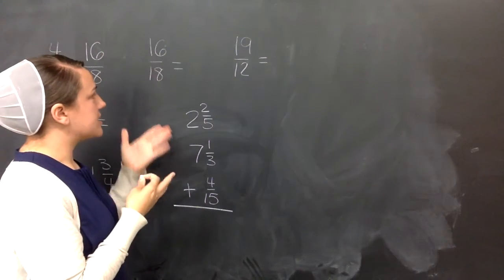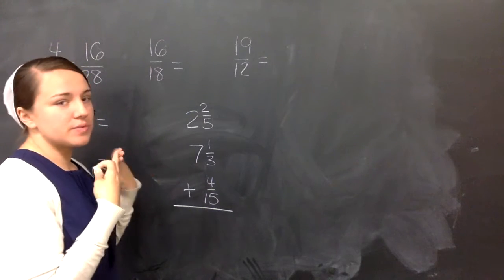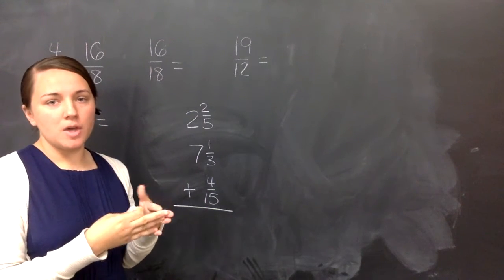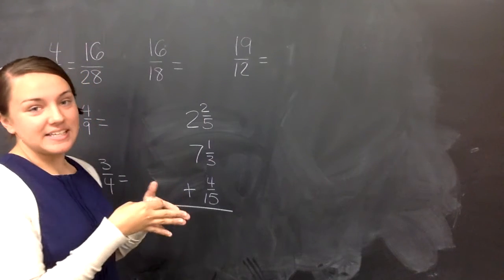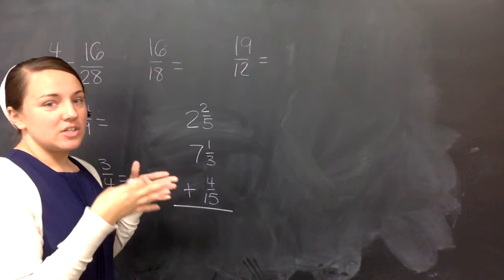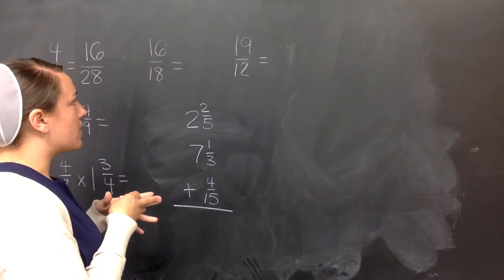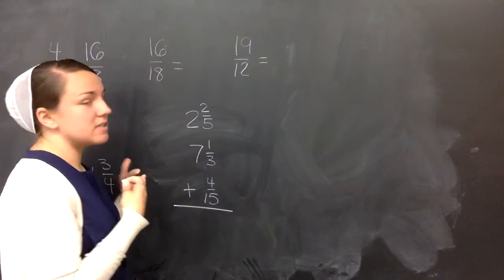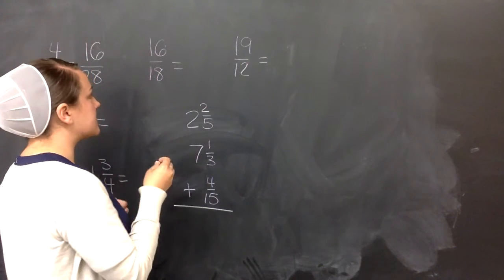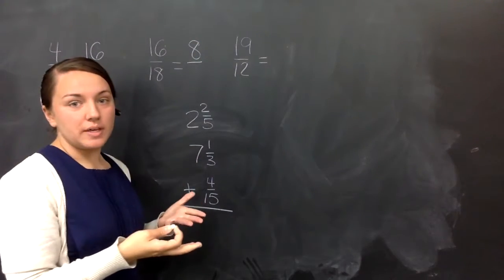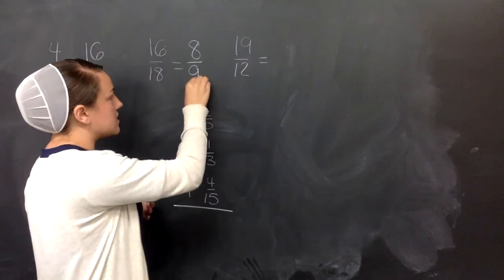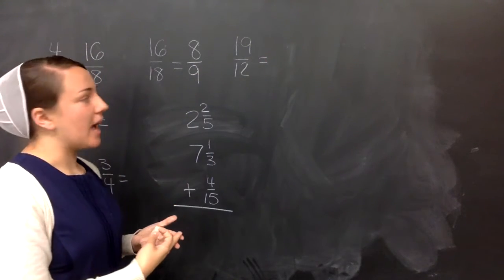Now we have a fraction 16 over 18, and we want to reduce it to the lowest terms. So what's the greatest number that goes into 16 and 18? 2 would be the greatest number that would go into both of those. So we're going to divide both by 2. 16 divided by 2 equals 8. 18 divided by 2 equals 9. So our reduced fraction is 8 over 9.